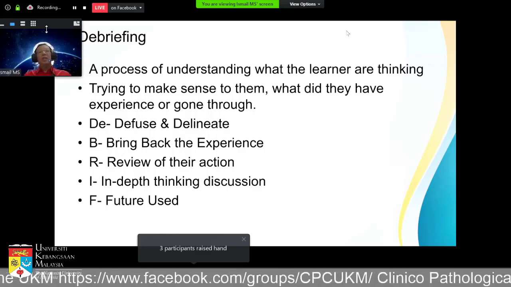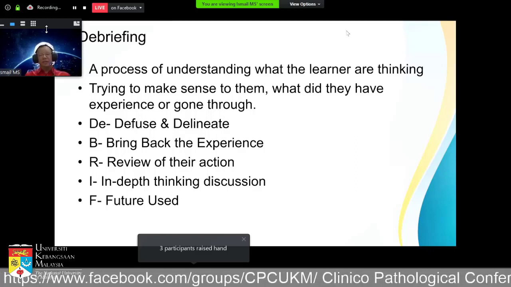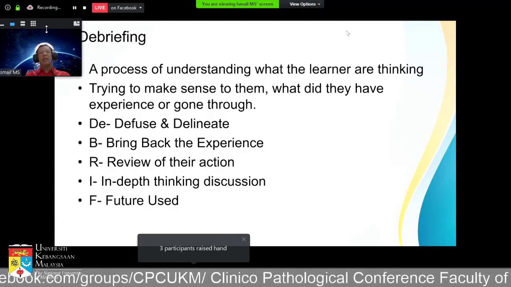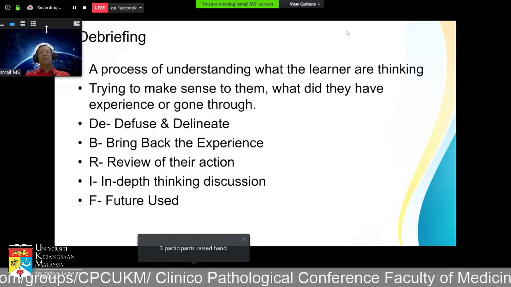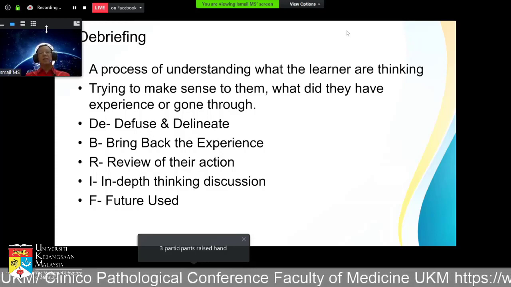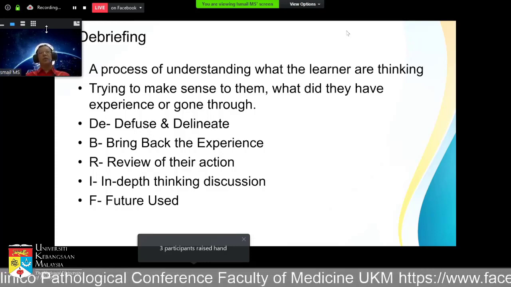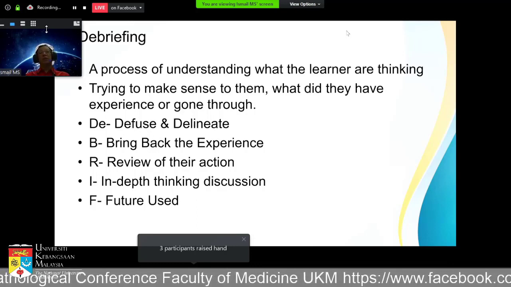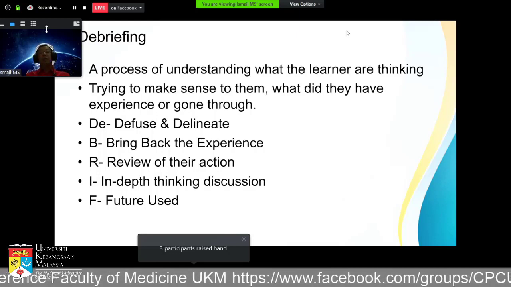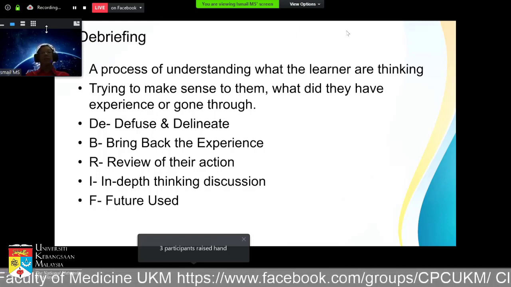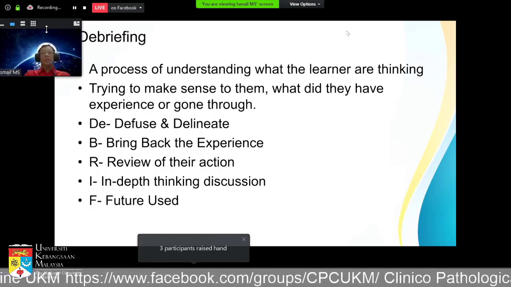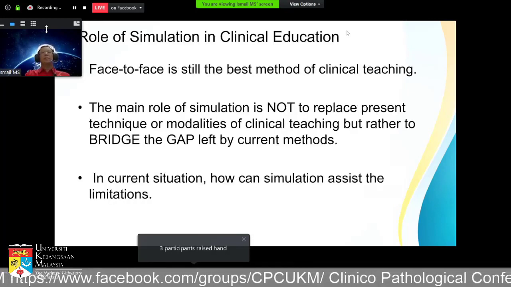There are many ways you can debrief. This is one of the techniques we can use. We diffuse the emotion and any wrong conceptions. We delineate the learning objectives, and in the discussion we try to bring back the experience, and we review the actions of what they have done. Then we have an in-depth discussion of the issues or matters pertaining to it. But finally, how they are going to use this new knowledge in the future. That is important in debriefing, and all simulations should go with that.